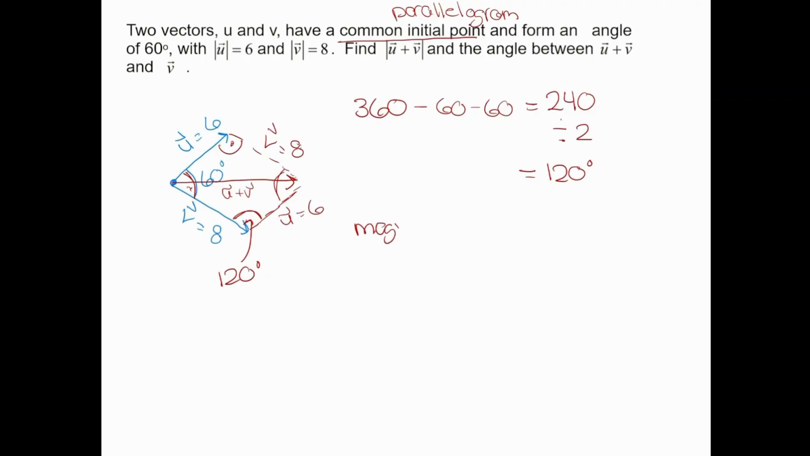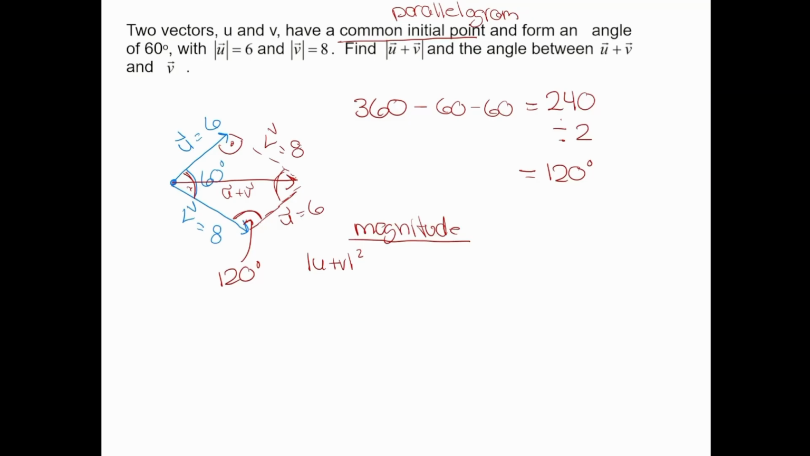So magnitude. Like I said, we're going to use the cosine law. So u plus v squared, and you'll notice I'm dropping the arrows on top. You can keep drawing them on there. I understand that they're vectors. You understand that they're vectors. So it's just for simplicity of having to rewrite it multiple times.